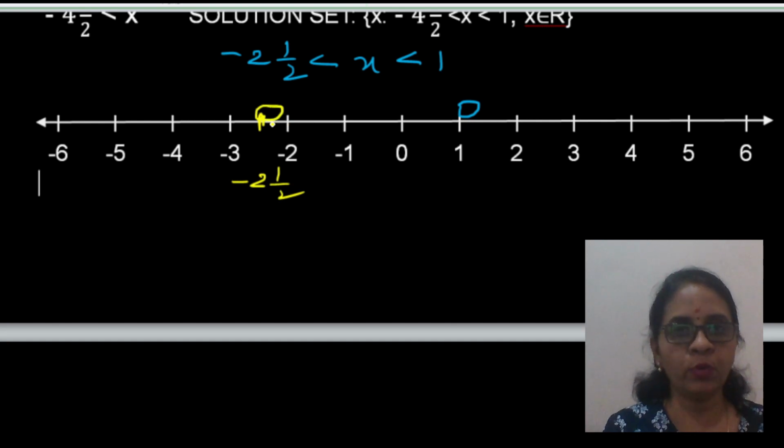Children, you don't have to use these colors that I am using. You will only use a pencil. No coloring required. And you will darken the line between the two. This is your solution set for this particular set. Minus 2 1 by 2 less than x less than 1, and this is how you show it on the number line. Is that clear?